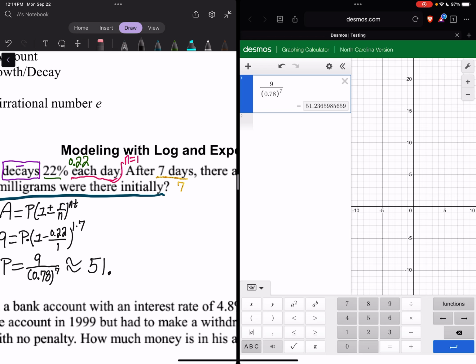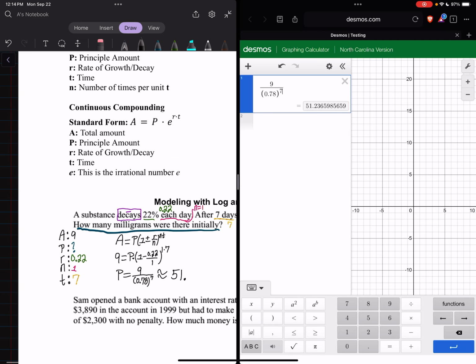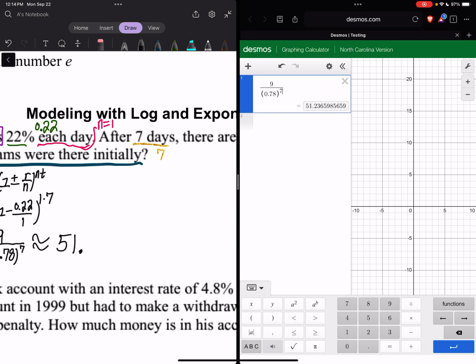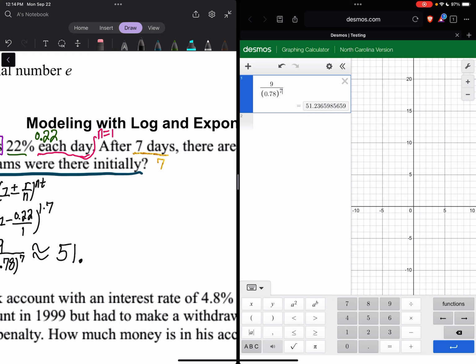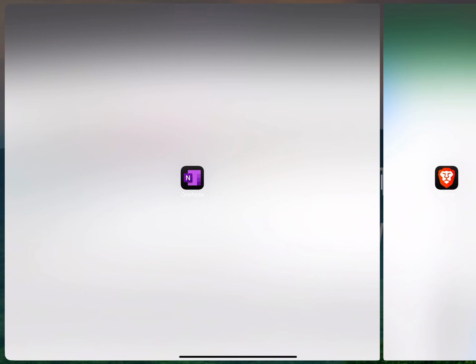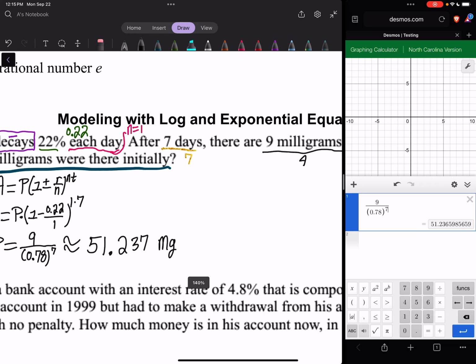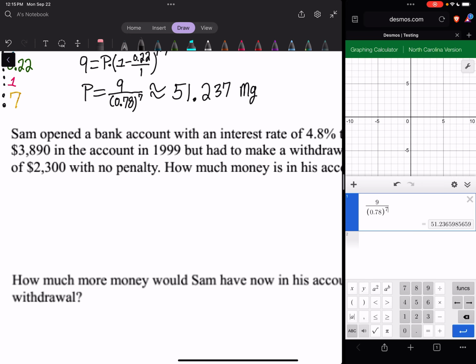point, it does not tell me what to round to. A general rule of thumb is 3 decimal places. That is a good approximation. So 51.237 milligrams of substance. Okay, that problem is finished. Let's move on.